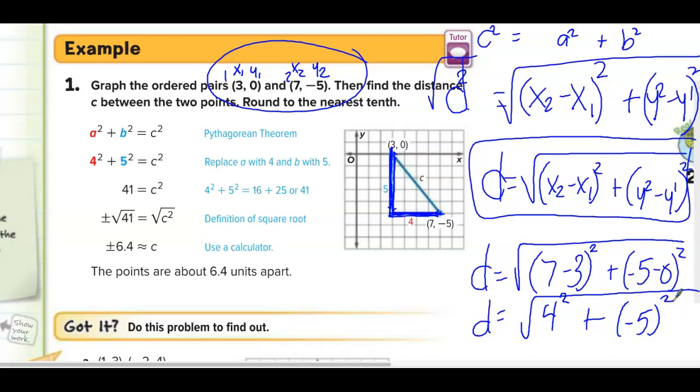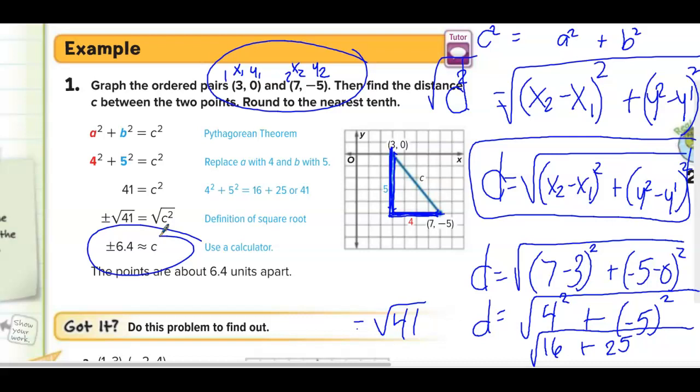Now what would I do? Wait, hold up. You gotta square it. We gotta figure out what's on the inside first, right? So 4 squared would be 16, plus negative 5 squared would be 25, and then that is all square rooted. So then what would I do? Add them. Add 16 and 25, which gives us 41. So then we would take the square root of 41, which equals what we got in the beginning.